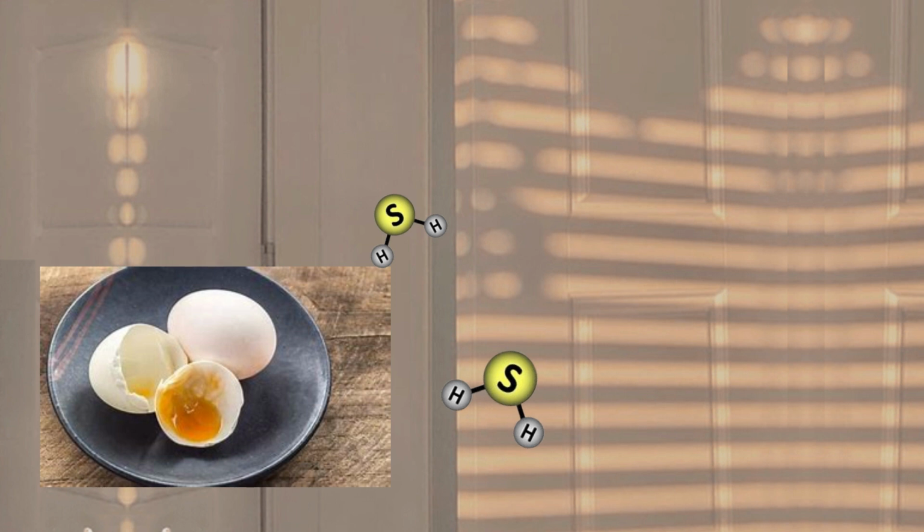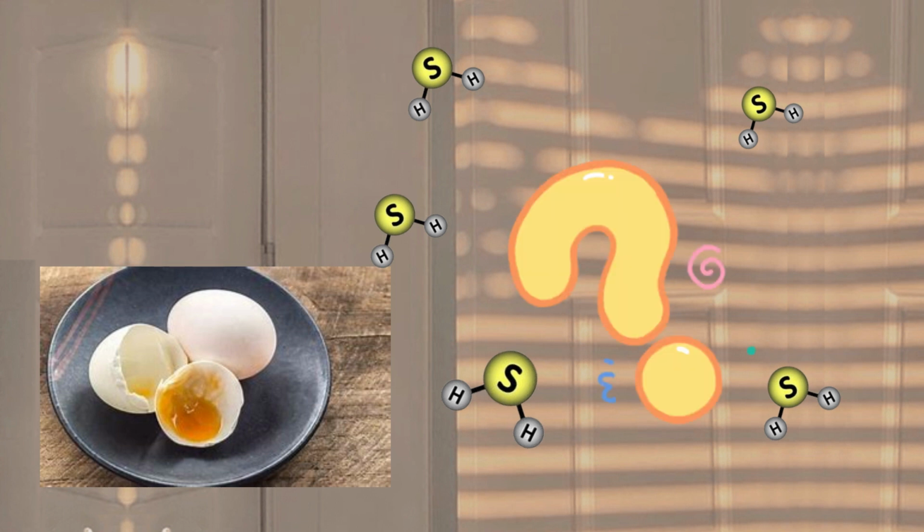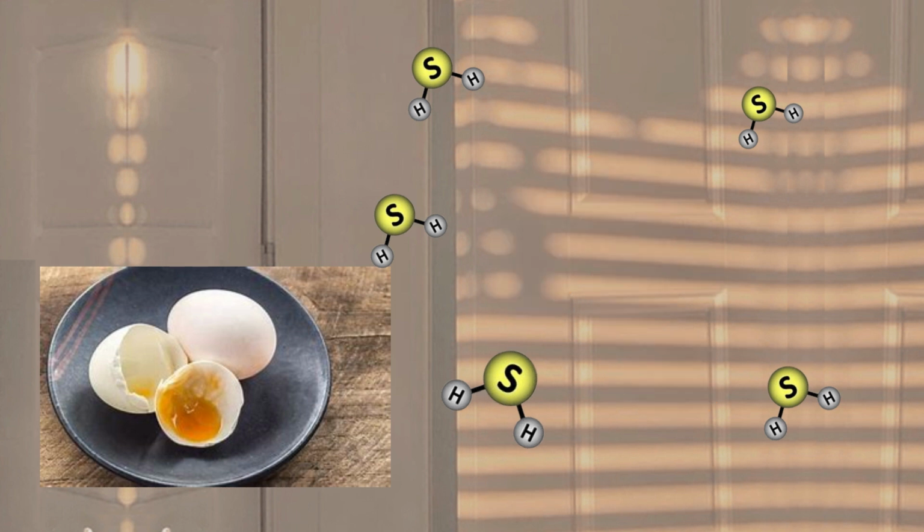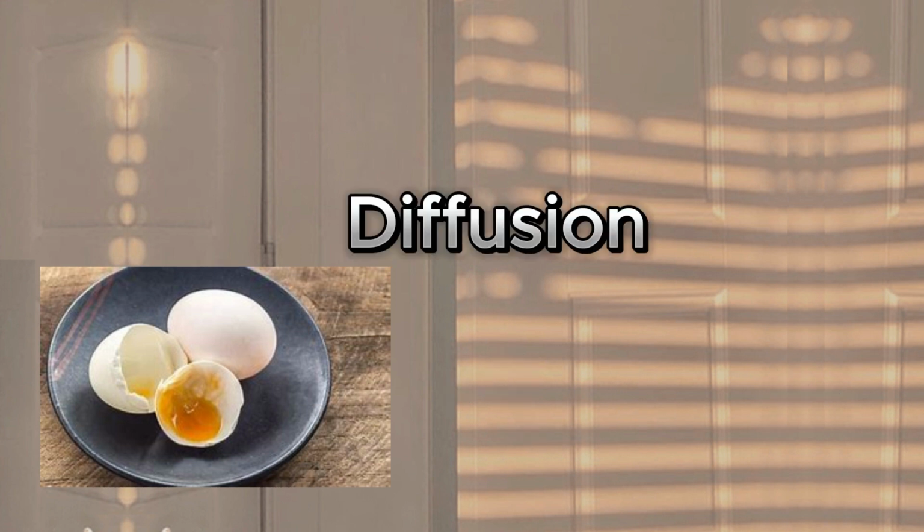Imagine, for example, a rotten egg full of hydrogen sulfide gas in one corner of a room. Hydrogen sulfide gas is very smelly. To begin with, there is a high concentration of the gas near the egg but none in the rest of the room. The hydrogen sulfide molecules quickly spread through the air in the whole room. Soon, you cannot tell where the smell first came from. The whole room smells of rotten egg. The hydrogen sulfide molecules have spread out through the air. This spreading out is called diffusion.